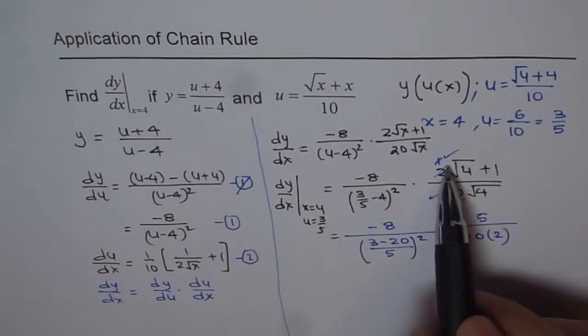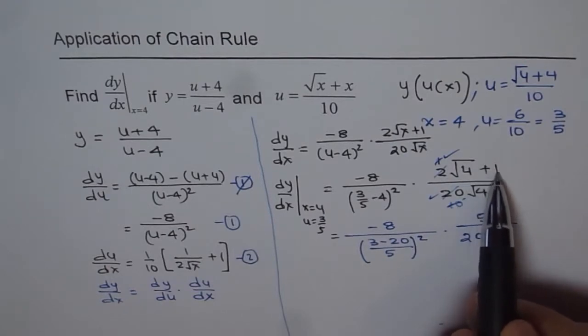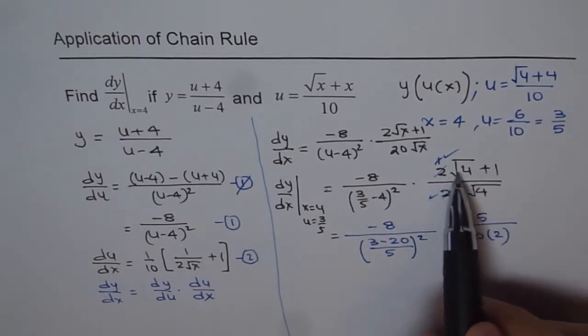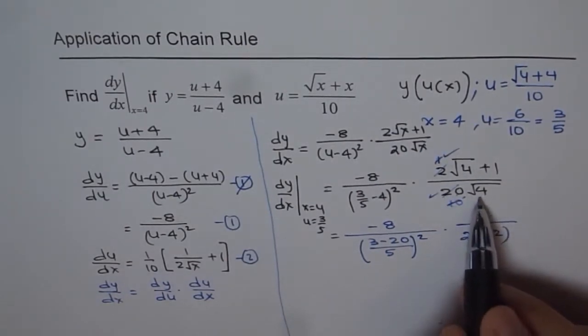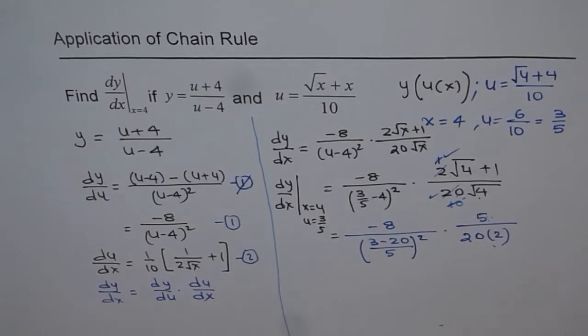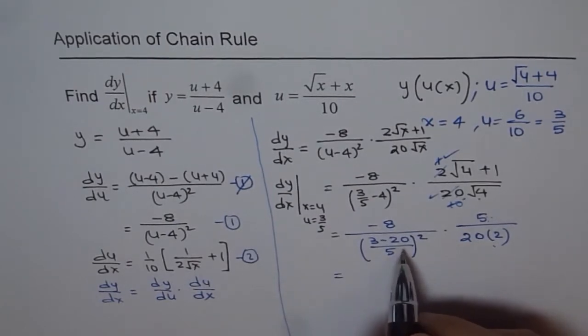Now it is 2 times square root of 4 plus 1. Square root of 4 is 2. So 2 times 2 is 4. 4 plus 1 is 5. Do you see that? That's how we get 5 here. And we have 20 times square root of 4 is 2. 20 times 2. So that is in the denominator right there. Okay. Now we will simplify this further.